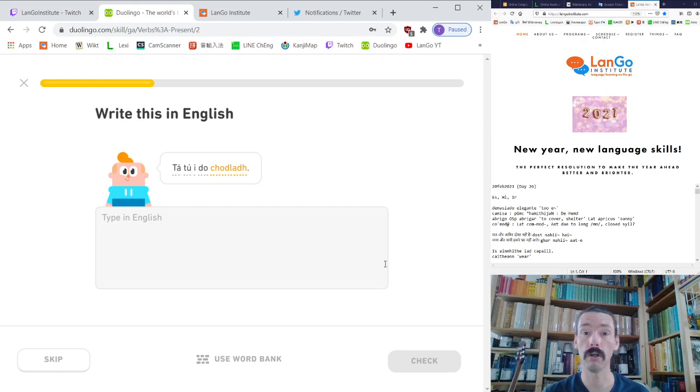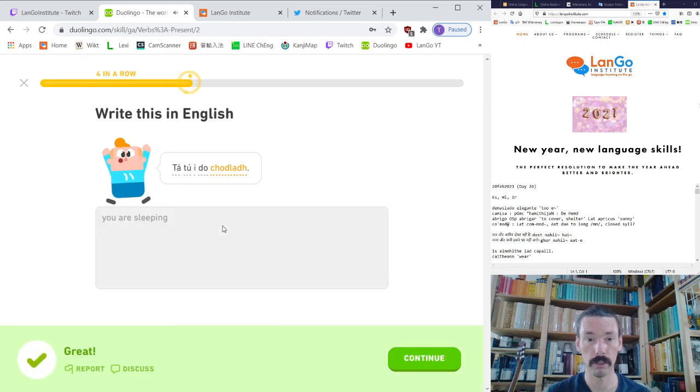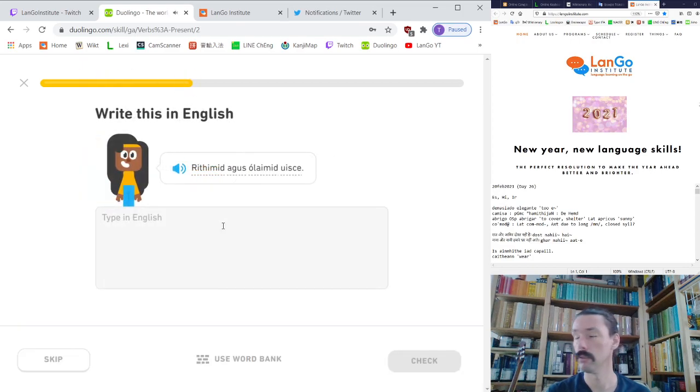Tá tú i do chodladh. Chodladh. This is a participle of a verb, sleeping. Tá tú, be temporary. You are in your sleeping is the literal breakdown. We'll just say you are sleeping. You are asleep. Rithimid agus ólaimid uisce. Rithimid, we run. Agus ólaimid uisce, and we drink water.